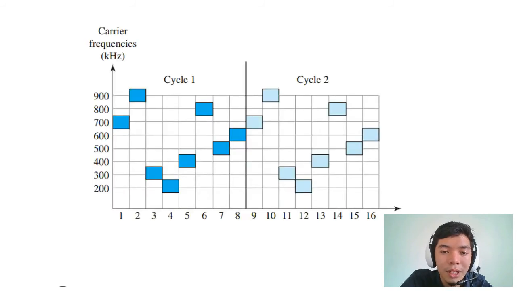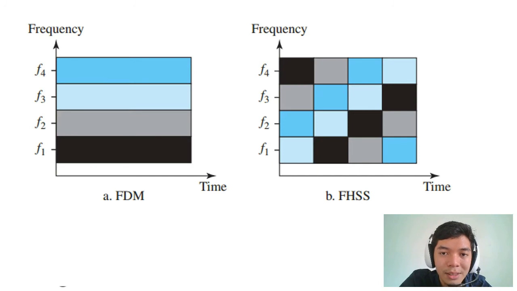Alright, but you can see in the graph that frequency hopping spread spectrum is not efficient. You can see a lot of holes, a lot of places where you could fit in another frequency, so another channel.